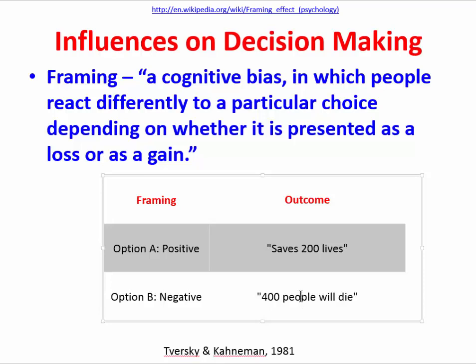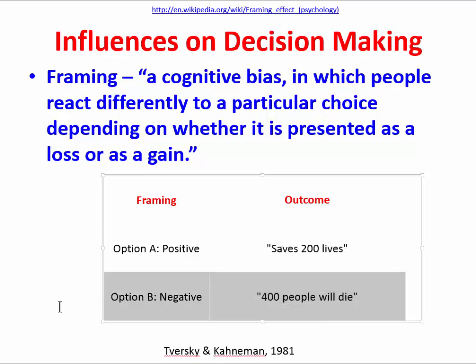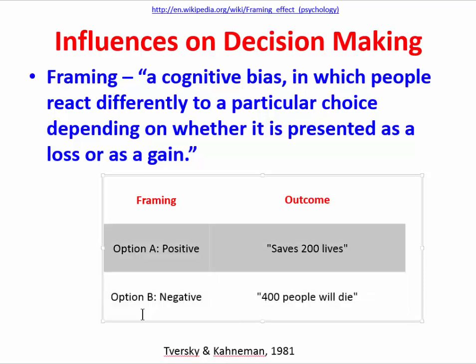Second, you might notice that the two options are mathematically identical to each other. That is, in the one case, you would save 200 of the 600 lives. Stated differently, you'd save 200 and lose 400. Here in option B, we directly stated that we'd lose the 400, but that would imply that you're saving 200. So in either case, we're saving 200, we're losing 400. But by positively framing the option, Tversky and Kahneman showed a tremendous bias toward the positive frame and away from the negative frame.